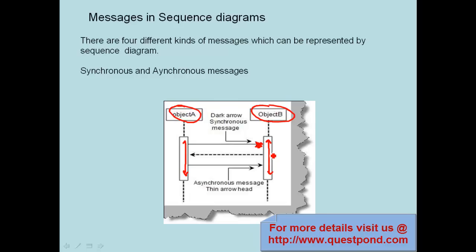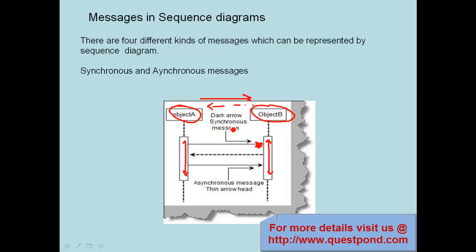Basically, synchronous messages are those messages where the caller object waits until the callee answers back. Meaning, if object A sends a message to object B, until object B responds back, object A will wait for that message to come back. So if the caller waits for the answer, then that is called a synchronous message.